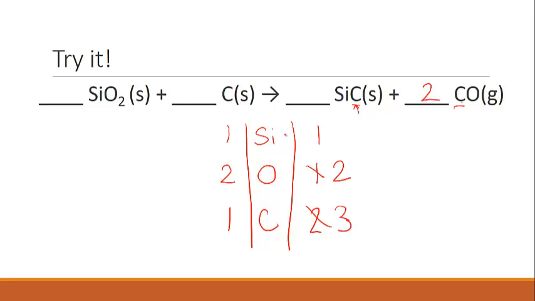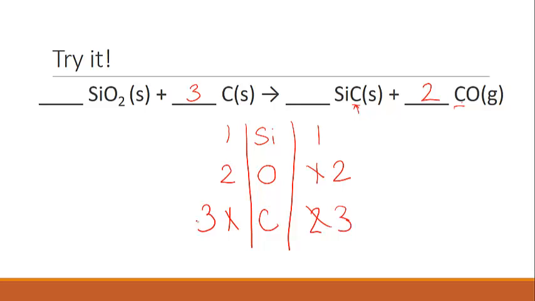So now my silicon is balanced, my oxygen is balanced, and to balance out my carbon, I need more carbon on my left side. Luckily, carbon's all by itself, so if I need 3, I can put a 3 here, and that will balance out my carbons.